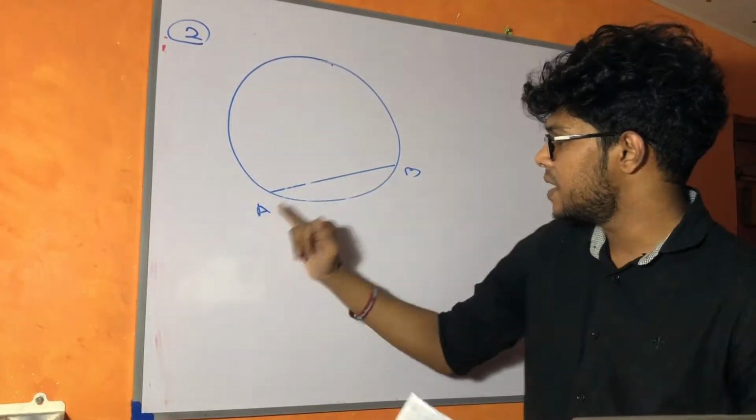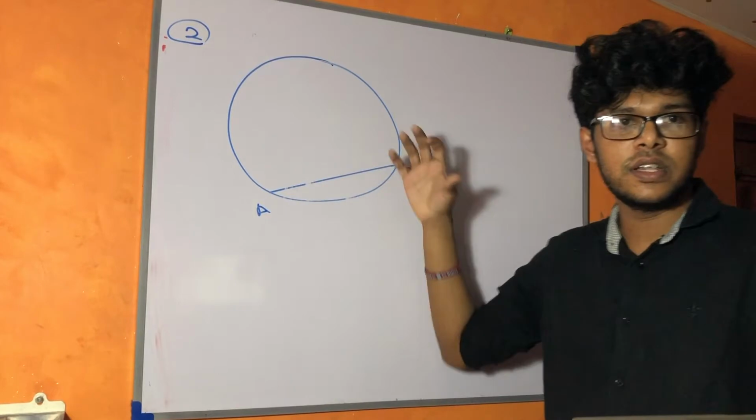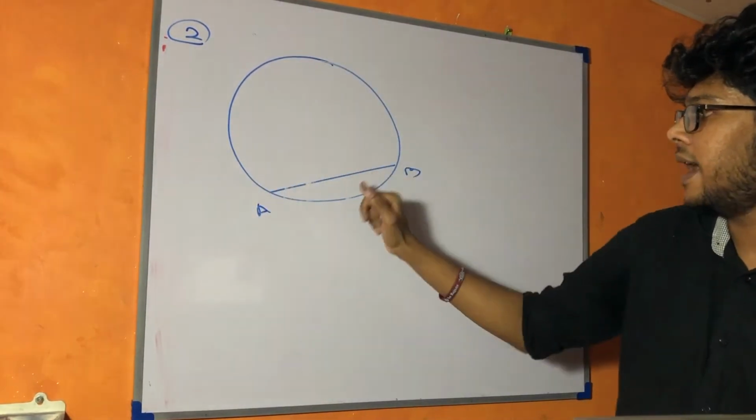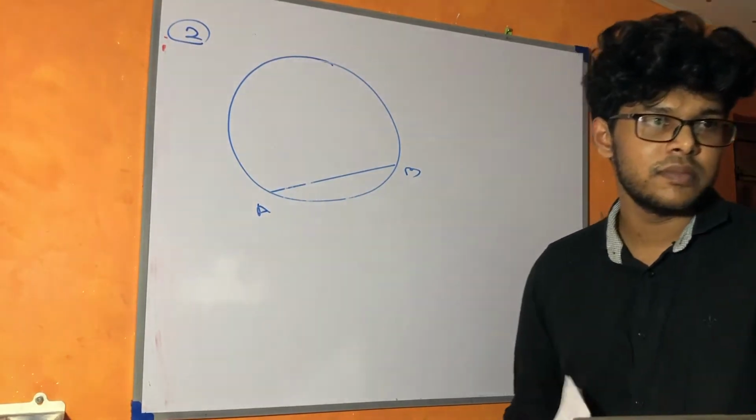We have this chord AB. So AB is the chord. It will divide the circle into two parts. One is the major segment and the other one is the minor segment.